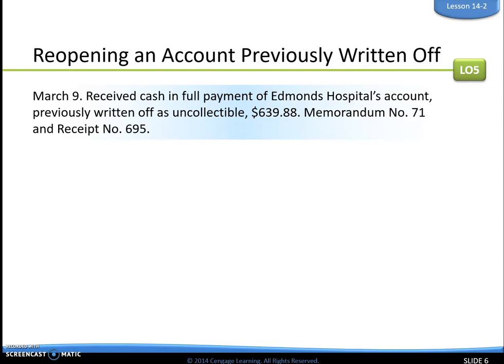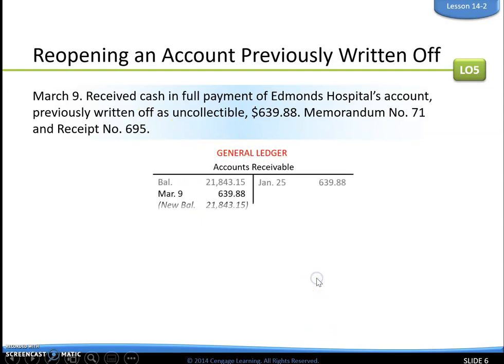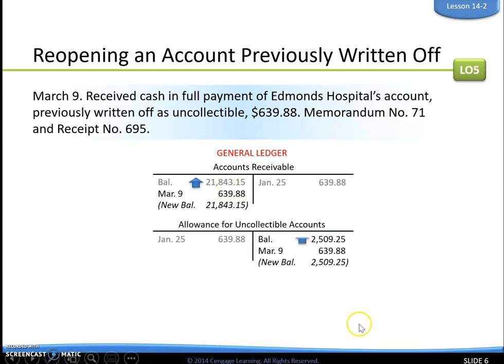Okay, so there's going to be two parts to this transaction. That's why there are two account numbers. So it says on March 9th, we received cash in full payment of Edmonds Hospital account previously written off as uncollectible. So they do tell us, okay, we wrote this off. That's telling us we need to reopen it. So first thing that we're going to do is the exact opposite of what we just did, to reopen. So we need to debit accounts receivable to show that they owe something, and we're going to put that money back into our allowance for uncollectible. So we're going to credit allowance for uncollectible.